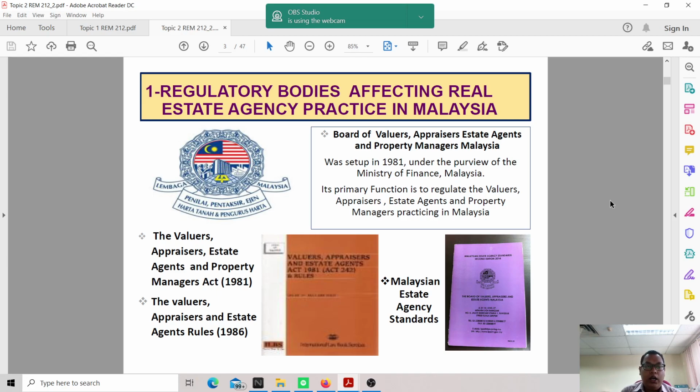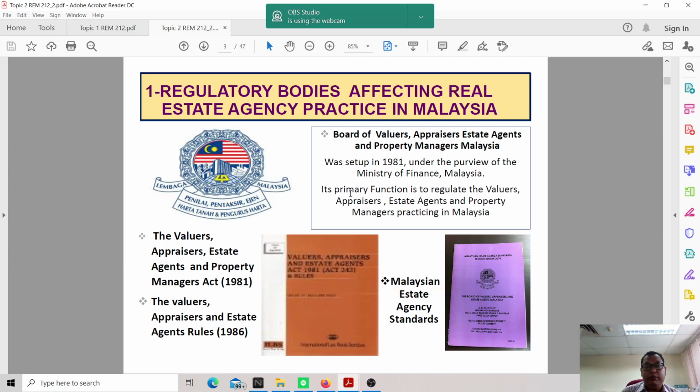So as we know, regarding this, we have the Board of Valuers, Appraisers, Estate Agents and Property Managers Malaysia, which was set up in 1981 under the purview of the Ministry of Finance Malaysia. Why it was set up in 1981 is because of the Act. Our Act was passed by Parliament in 1981 and gazetted. So therefore, this is the source of power for the Board of Valuers to carry out their supervision and oversight relating to the profession in our country.